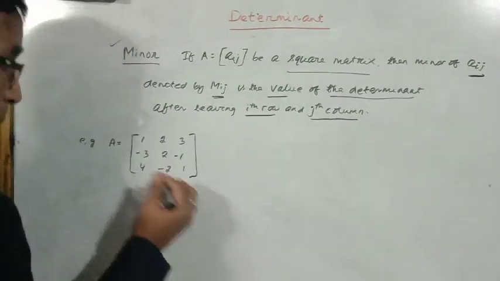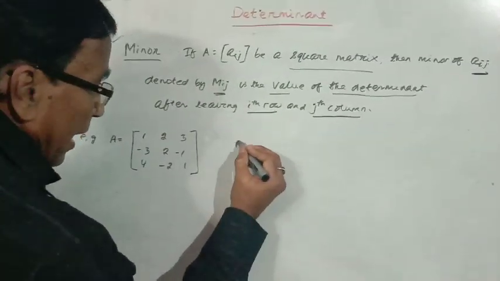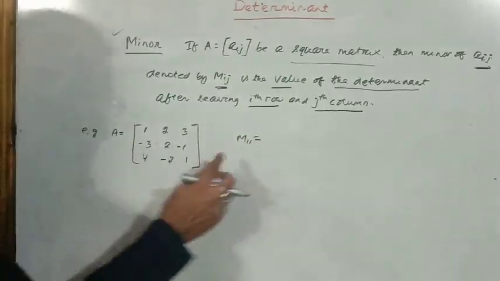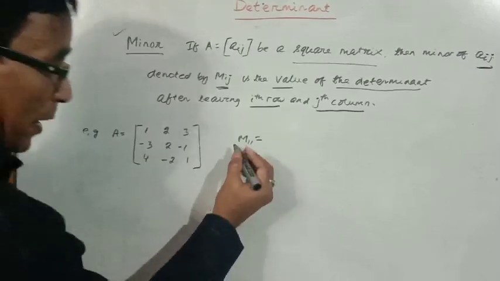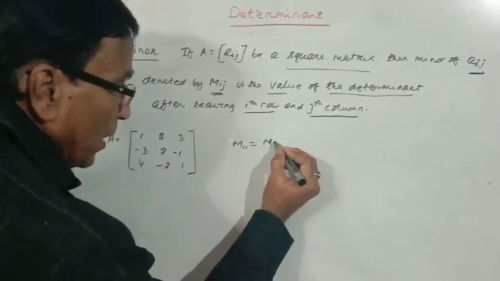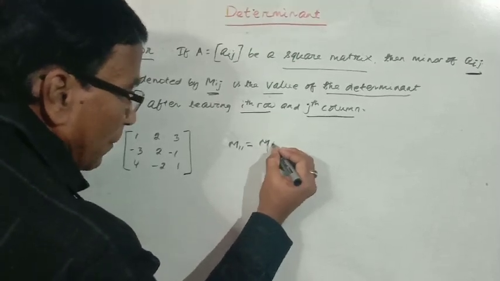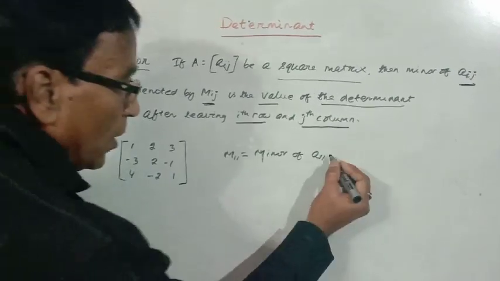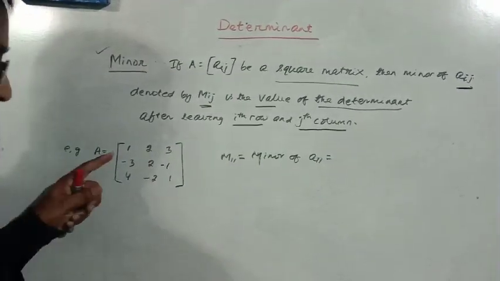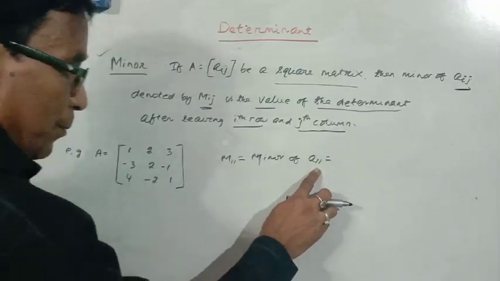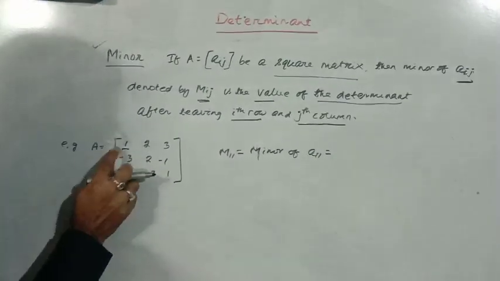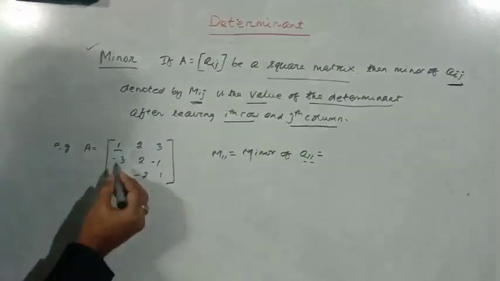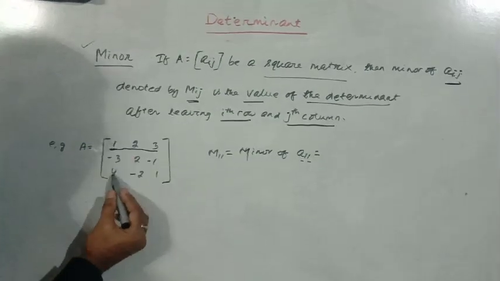That means, for example, here you see M11. We are taking a 3 cross 3 matrix and we will find out the minor of A11. M11 means it is the minor of A11. So the minor of A11 means it is the value of the determinant. A11 is 1. So the minor of 1 is the value of the determinant after omitting the first row and first column. So you omit the first row and first column.